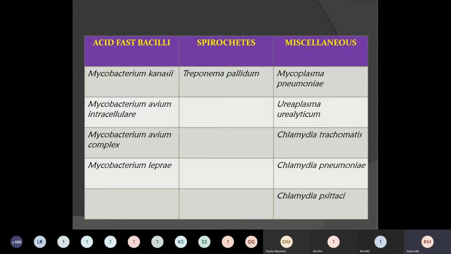Under acid-fast bacilli, it is effective against Mycobacterium chelonae, Mycobacterium avium complex, and also Mycobacterium leprae. Under spirochetes, it is effective against Treponema pallidum. Miscellaneous organisms include Mycoplasma pneumoniae, Ureaplasma urealyticum, Chlamydia trachomatis, and Chlamydia pneumoniae.